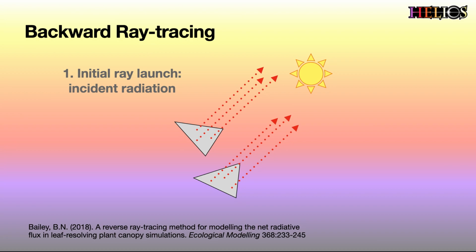Next, I'll go through the general process by which the Helios radiation model does backward ray tracing and handles these different issues. So the first part is fairly straightforward. We already talked about it on the previous slide, but we start with an initial ray launch, and this gets our incident radiation. So we, again, sample various points on the element stochastically, and then we send many rays back toward the different sources that we have in our domain. And then from this, we can calculate our incident radiation.